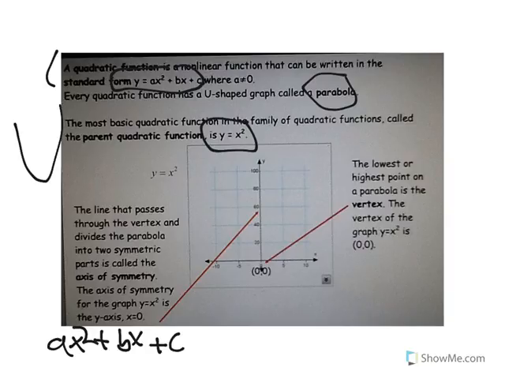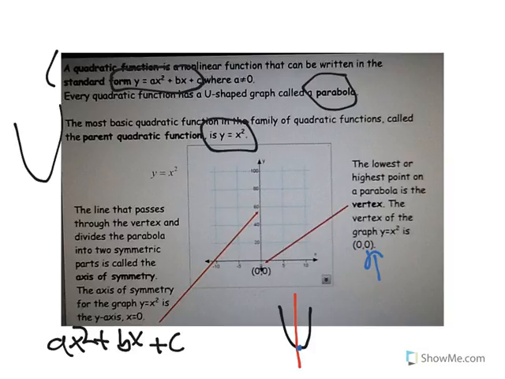The line that passes through the vertex and divides the parabola into two symmetrical parts is called the axis of symmetry. What that means is, if you have a shape like that, I know it's not perfectly drawn, the line that goes down there, if it were to fold over, would provide symmetry for that shape. And so that's the axis of symmetry. The lowest point is called the vertex of the parabola. So, for example, the vertex of the parabola for y equals x squared is going to be 0, 0.